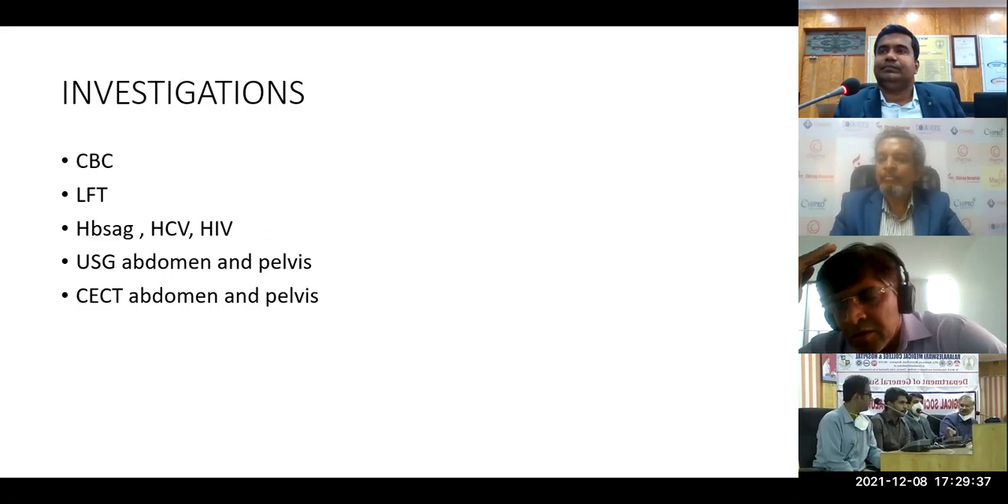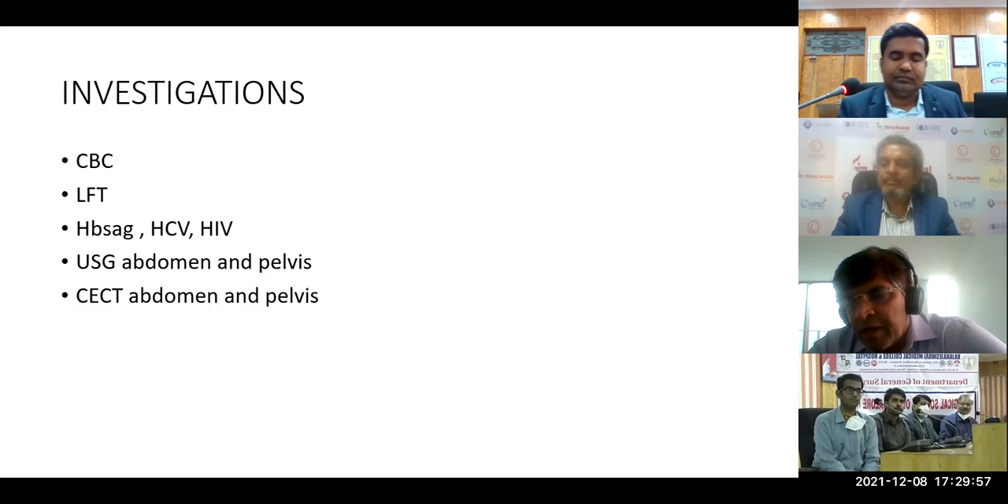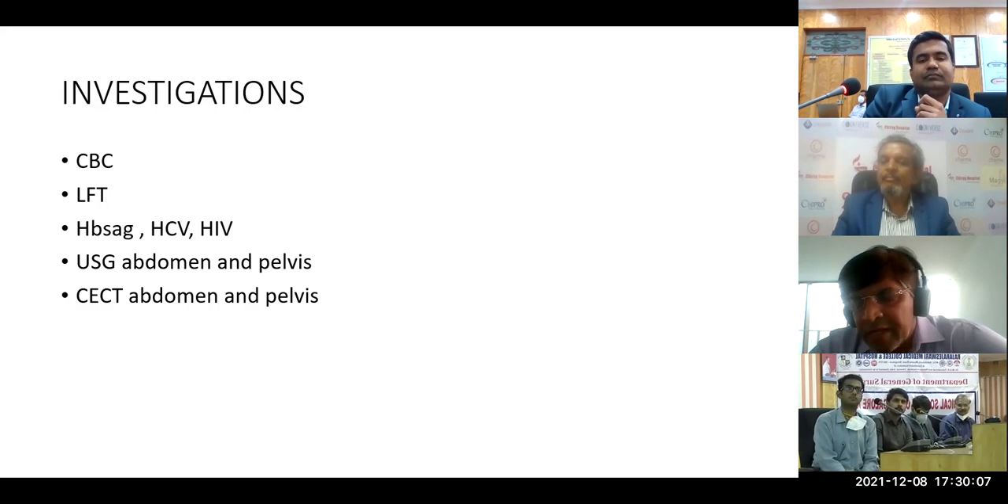Okay. So the triple phase will give us the information about the relation of the mass to the portal vein radicals, to the vena cava radicals. The arterial phase will give us the information about whether it is a well-vascularized lesion and whether there is peripheral ring enhancement or diffuse enhancement. And also better characterization of the lesion and its relation to the surrounding structures.